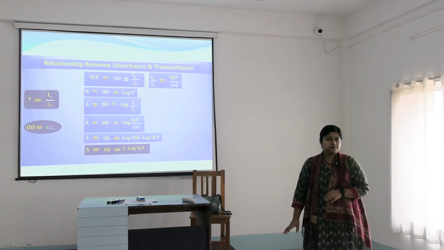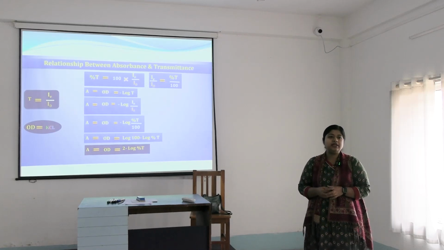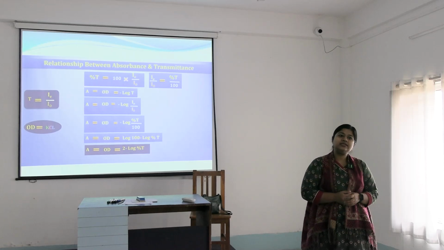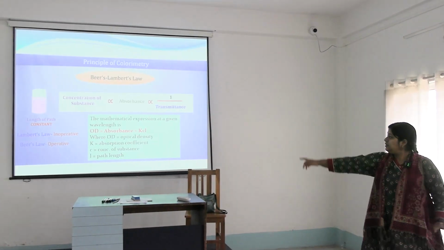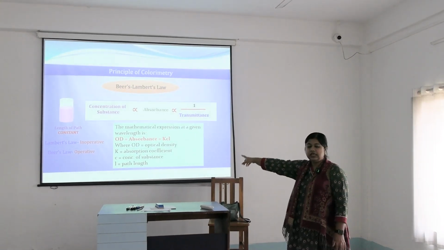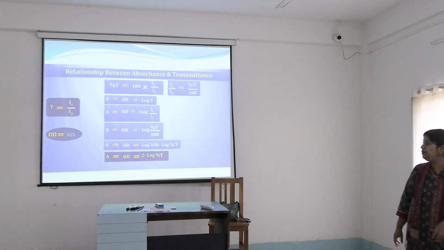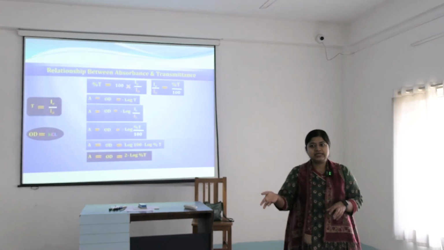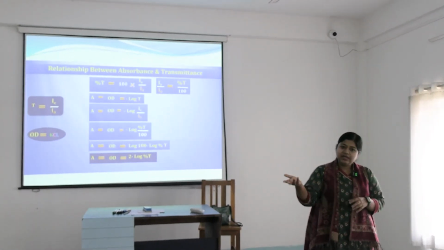Absorbance or OD, optical density, is how much the solution is absorbing light. How much light is getting absorbed by the solution is known as absorbance. Okay, that is OD, absorbance. OD or optical density is equal to absorbance. That absorbance is inversely proportionate to transmittance. The more it is absorbed, the less it is emitted, right? More absorbed, less emitted. So inversely proportionate.